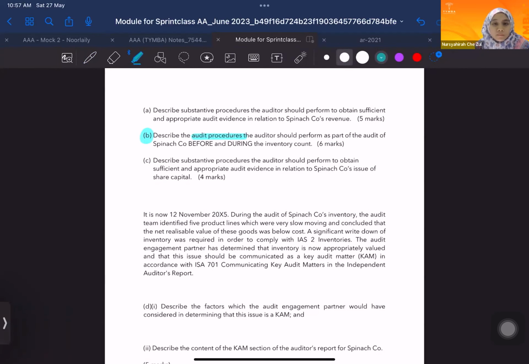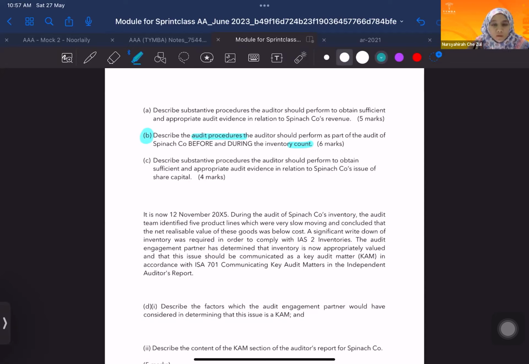Guys, the examiner uses audit procedure instead of substantive procedure because this is relating to the counting. It is not relating to the amount of inventory in the FS. So that's why the examiner uses audit procedure. The examiner requires you to describe audit procedures the auditor should perform as part of the audit of Spinach Co. before and during the inventory count.